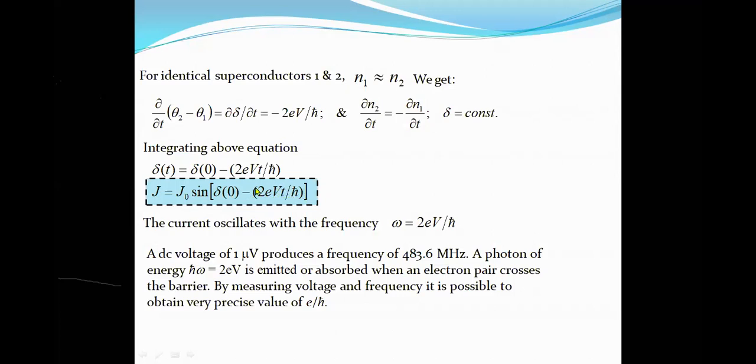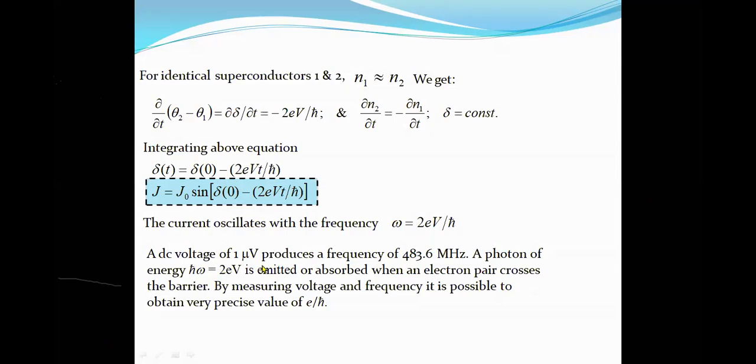Or if you compare this entire thing with omega, you call it omega. The delta 0, you can call it 0, if you fix your phase of wave in such a way that you want to start at such a point. So then that's what you have. And if I say 2eV upon h cross as omega, so this is sine omega t. So this is the frequency of the AC current which we get after applying the DC voltage. DC voltage अप्लाई करने के बाद जो आपको यहाँ AC करंट मिलता है, ये उसकी फ्रीक्वेंसी है.